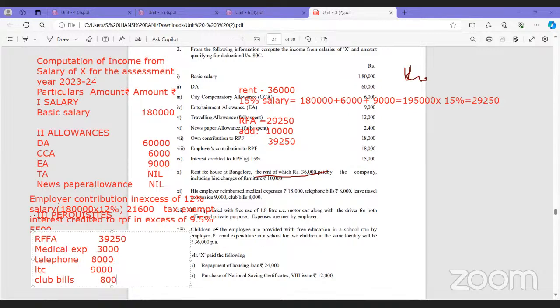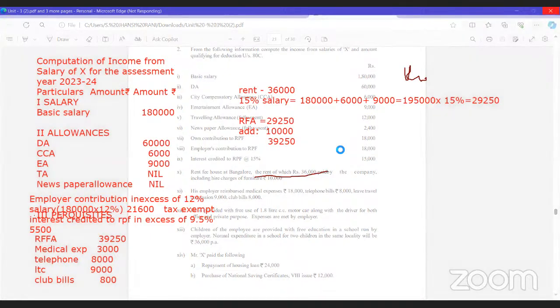So overall I'll show you. Next, children education allowances. For children education expenses, I said 100 rupees per month for two children only. So 100 into 2 into 12 months is 2,400, but he's giving 36,000. So from that we'll deduct 2,400. Whatever they have done here, I'll show it. This is how we do the income from salary.